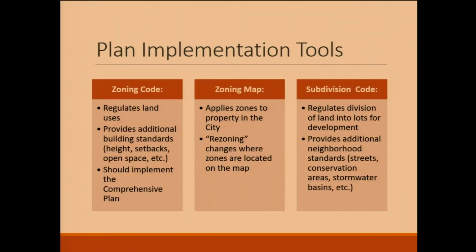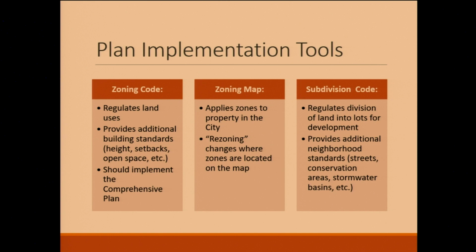In summary, the comprehensive plan sets the community's vision for growth and development. It is a policy document that is visionary, it's not regulatory, and it is constantly updated to deal with changing issues and needs. The city has tools that help to implement the vision of the comprehensive plan, and these include the zoning code, the zoning map, and the subdivision code.